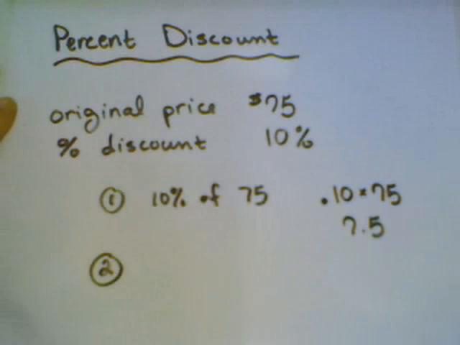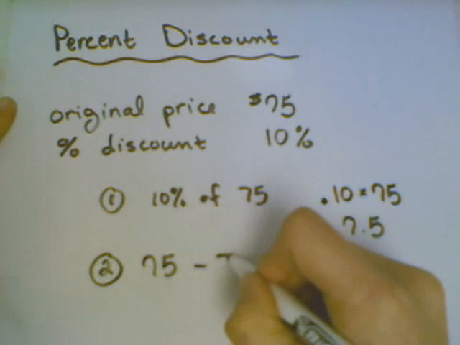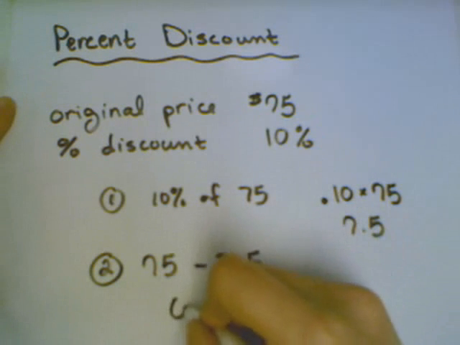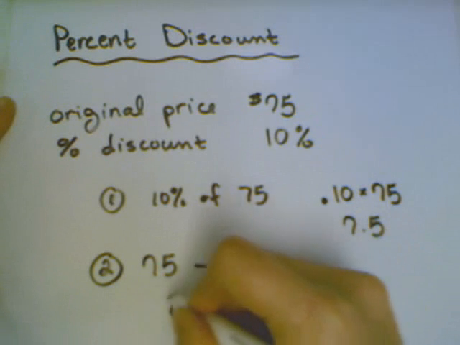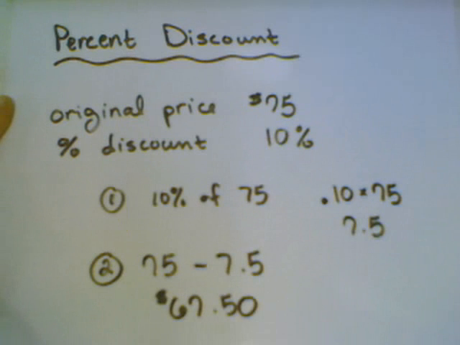That doesn't mean that's how much the item costs now. That's how much is taken off of the price. So my last step is to subtract it from the original price. 75 minus 7.50 is 67.50. So the item will actually cost $67.50.